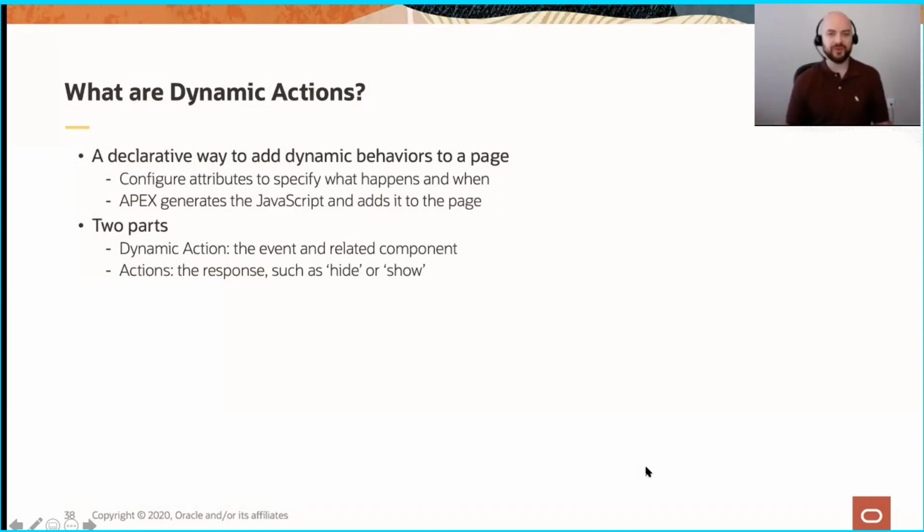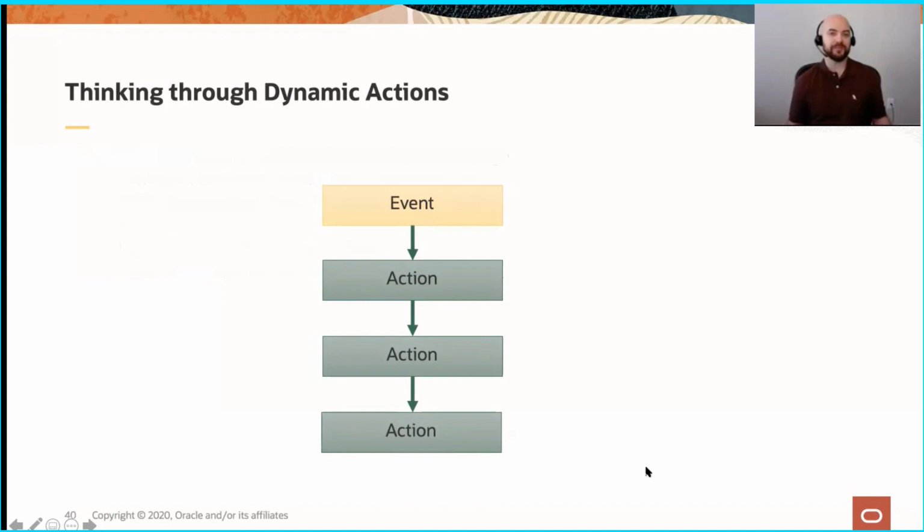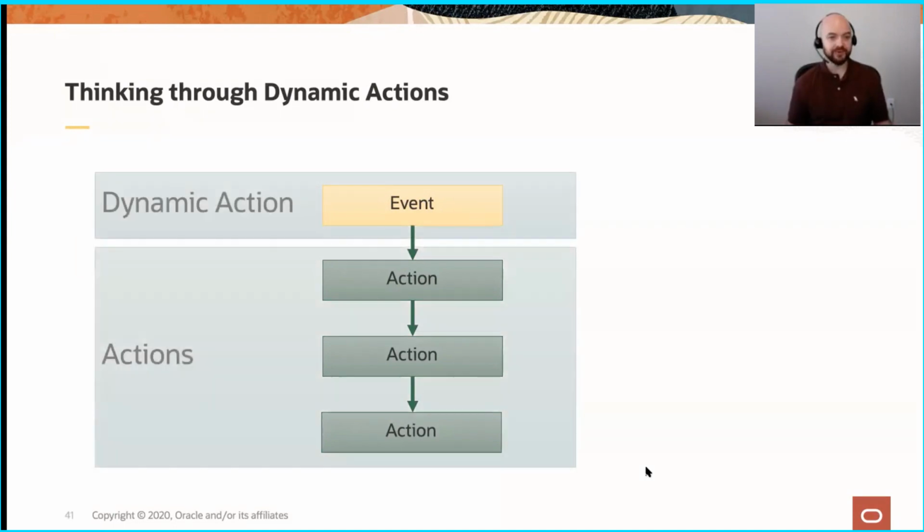You can think of dynamic actions as two parts, sort of like parent and child. The parent is the dynamic action itself, and this is where you're going to define some kind of an event as well as a related component, like the click of a button or perhaps the change of an item's value. And then the actions will be the response to that event. Perhaps you want to hide or show something, enable or disable something. I have a way I like to think through dynamic actions, and this is how it works. Obviously there's an event which leads to an action. Sometimes one action alone is not going to be enough, so the framework provides the ability to add as many actions as are needed. And of course, this is your parent-child relationship, the dynamic action and the actions.